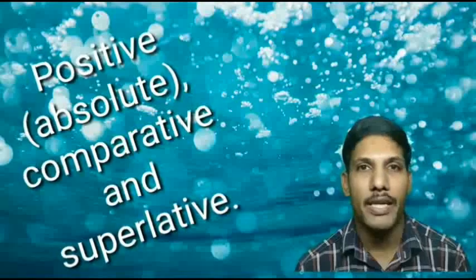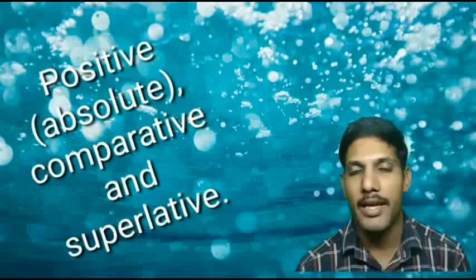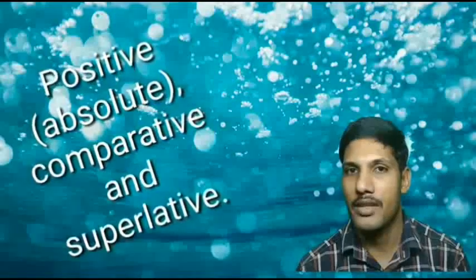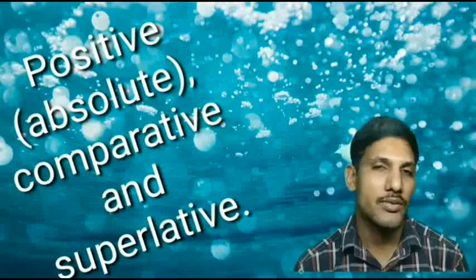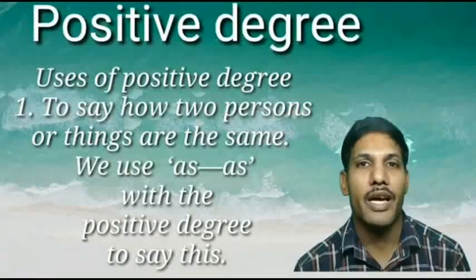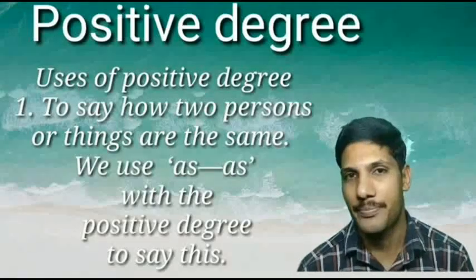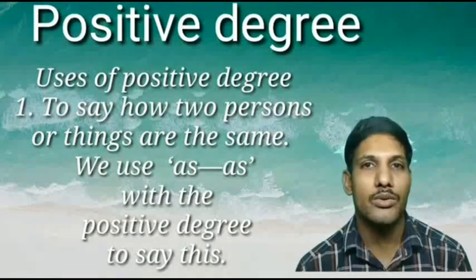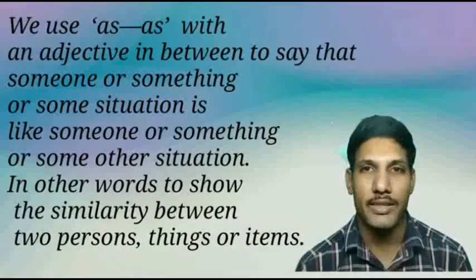Here, happy is the positive degree, happier is the comparative degree, and happiest is the superlative degree of the word happy. Now let us see where we can use the positive degree. The first usage is when we have to say how two things or persons are same. That means we can use positive degree to show the similarity between two people or two objects.